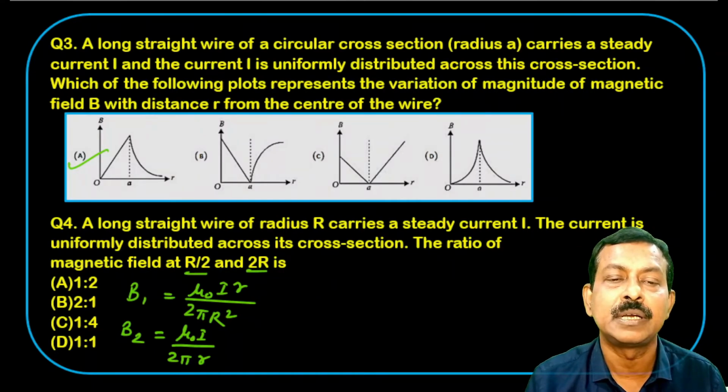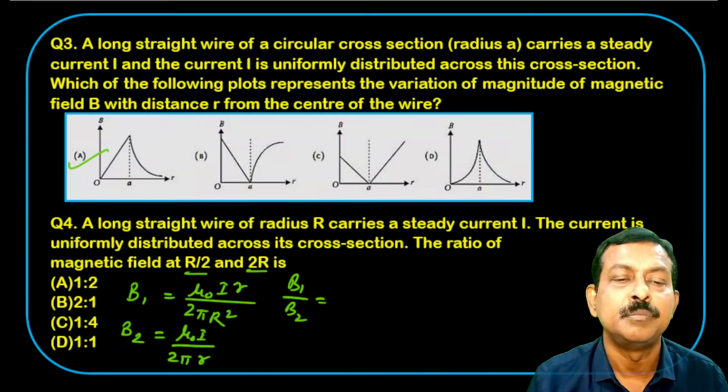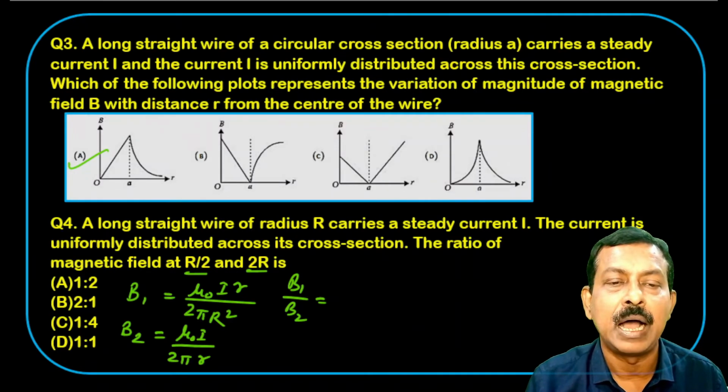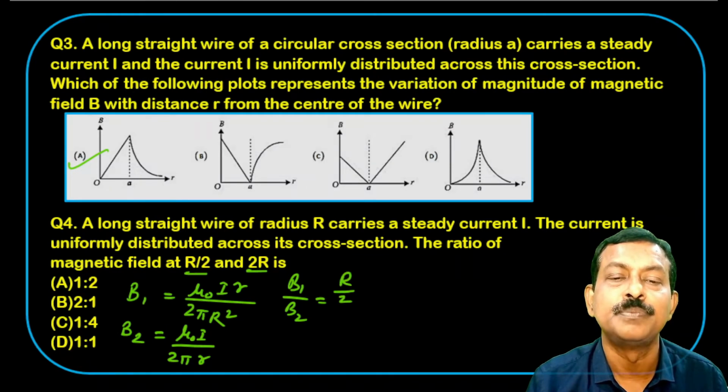So if I take the ratio, mu naught I will get cancelled, 2 pi will get cancelled. So in the first case it is your r by capital R square, and this r for the first case is your R by 2 divided by R square.